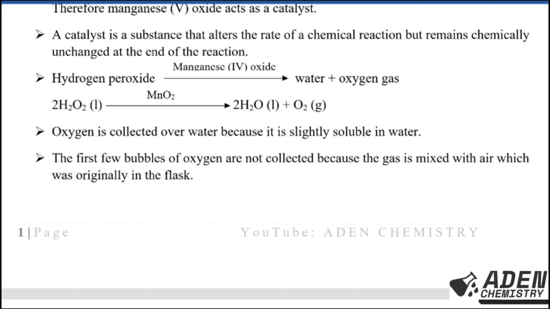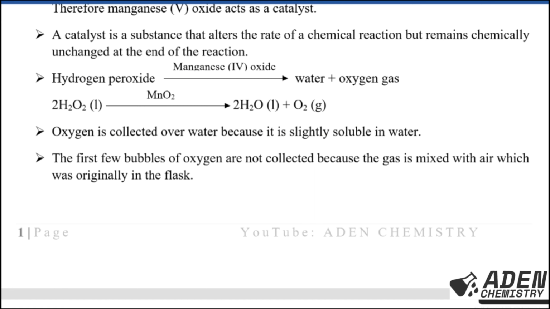For the word equation, we have hydrogen peroxide being decomposed in the presence of manganese peroxide, which acts as a catalyst, forming water and oxygen gas as products. So we have hydrogen peroxide in liquid state, with manganese peroxide acting as a catalyst, and we get 2 moles of water and 1 mole of oxygen gas. This is the chemical equation for the decomposition of hydrogen peroxide.